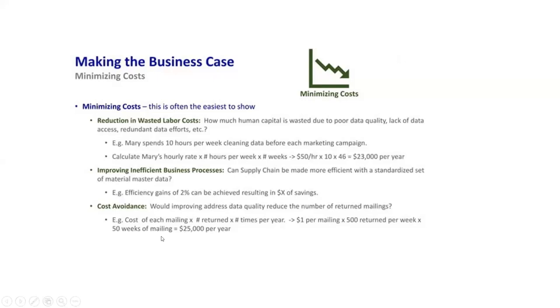Thus, say the cost of each mailing is $1 per mail, out of which 500 customers return per week, and 50 weeks of mailing activity is done. 50 weeks of mailing marketing is done at the cost of $1, and 500 people have been identified as our prospects. So the total profit here is 1 into 500 into 50, which would come around $25,000 per year. So you can imagine this is the mathematics. So how could we compute the profit?